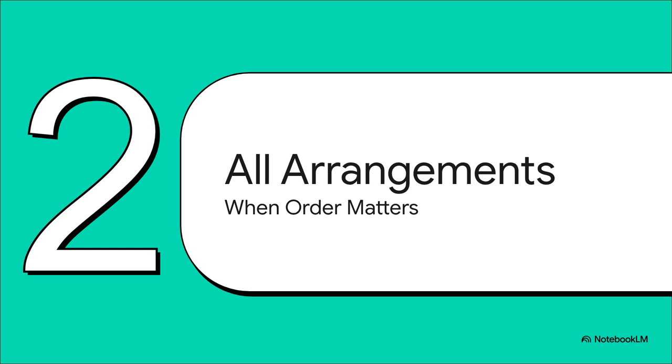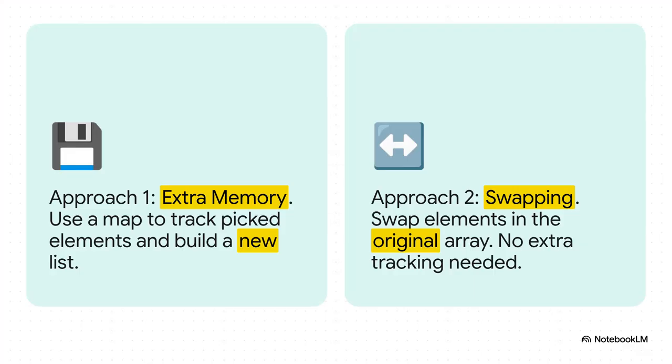All right, so that pick, not pick thing is perfect for finding groups of things, like subsets. But what happens when the order of the elements actually matters? This brings us to our next pattern, which is all about handling permutations. And this is where our thinking has to evolve a little bit. So one way to generate all the arrangements, or permutations, is to use extra memory, right? You could use a map or a set to keep track of which elements you've already used. But there's a much more elegant way to do it. Instead of using up extra space, we can just swap elements around within the original array to create new arrangements.